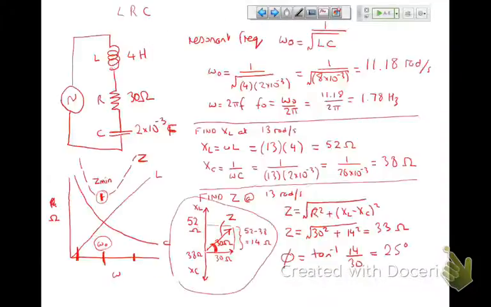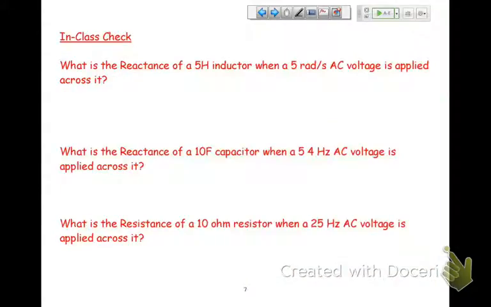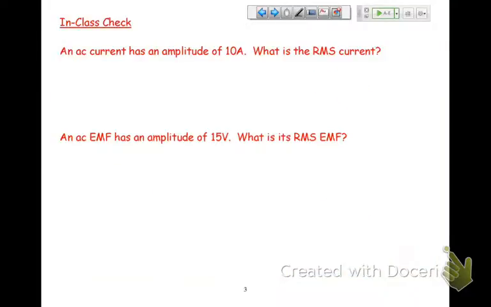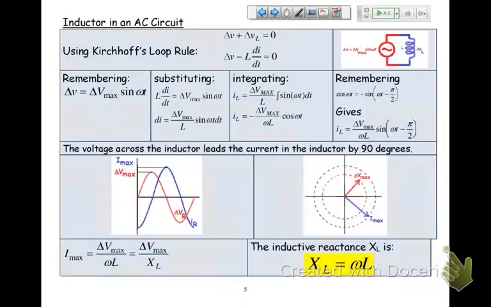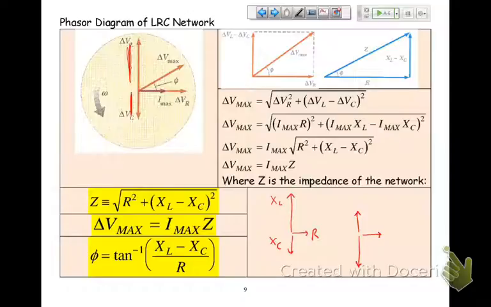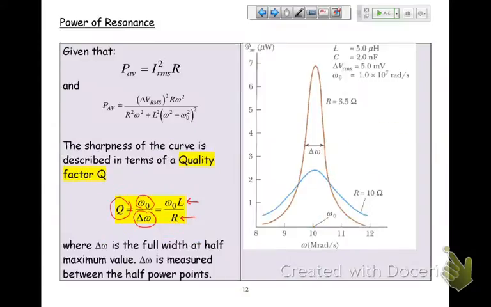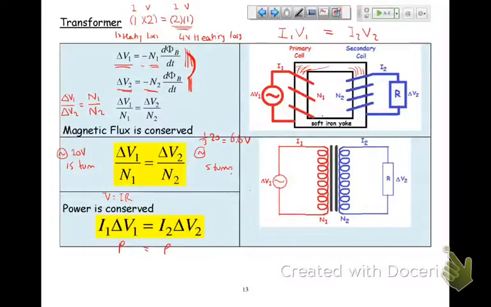So when I look at this section, there are 3 bits, aren't there? Can you tell me what a root mean square is? Can you do me my AC circuit? And can you tell me about a transformer? Those are my 3 bits for that.